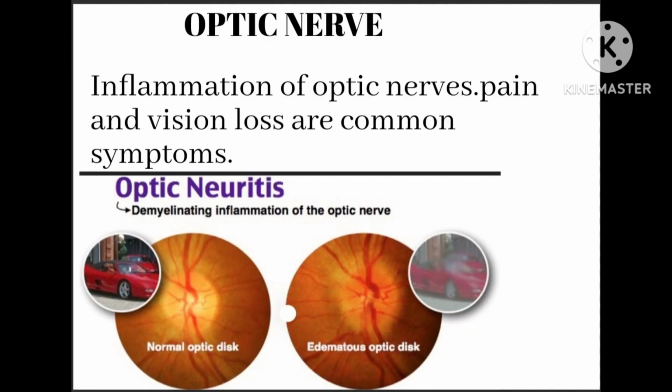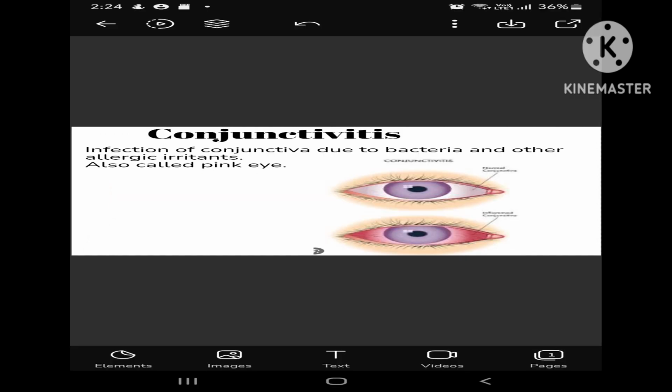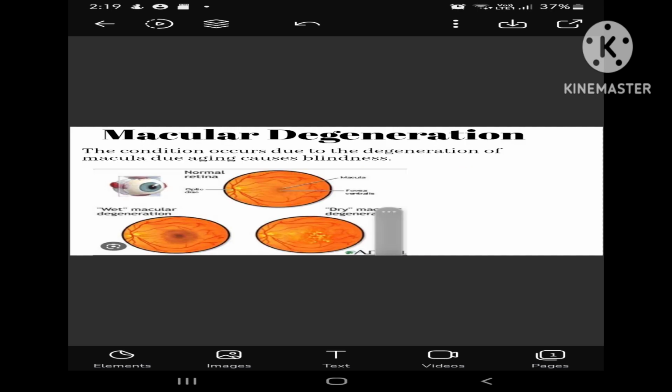Next condition is optic neuritis. It's not optic nerve, optic neuritis. Optic neuritis is the inflammation of the optic nerves. Pain and vision loss are common symptoms of optic neuritis. Next condition is conjunctivitis. Conjunctivitis is the infection of the conjunctiva due to bacteria and other allergic irritants, also called pink eye. Next condition is macular degeneration. The condition occurs due to the degeneration of the macula due to aging and causes blindness.